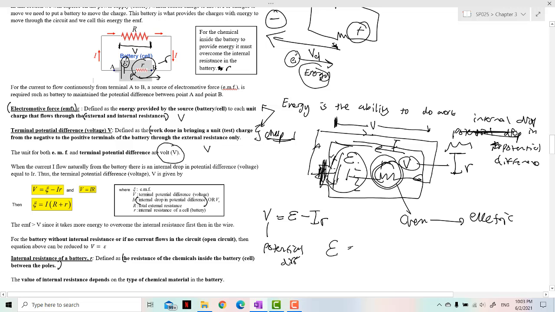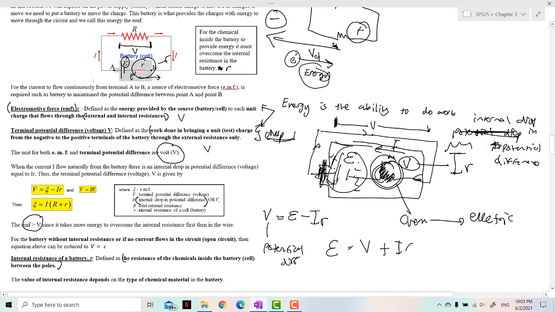Now as you can see, why is our EMF bigger than our potential difference? So this is V. The EMF is bigger than V because when the current passes through the internal resistance, it uses energy. Since the current takes more energy to overcome this big hurdle here, the EMF is actually bigger than our potential difference, because when we talk about the potential difference, that is when the current has already overcome it.